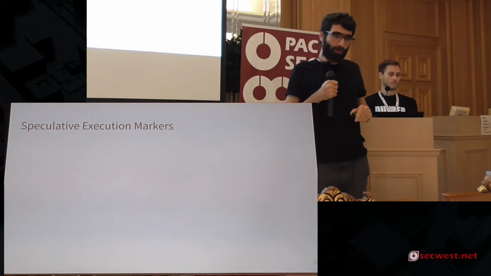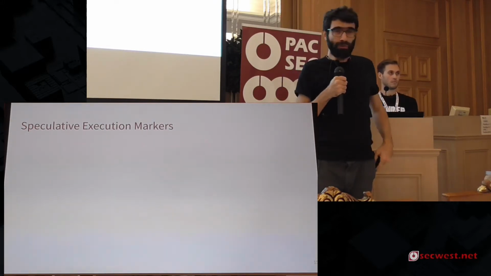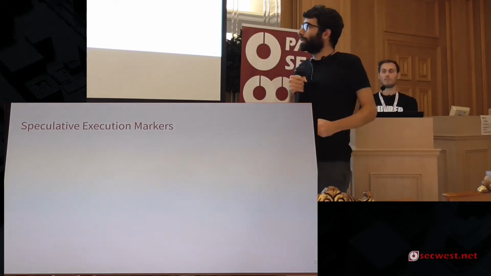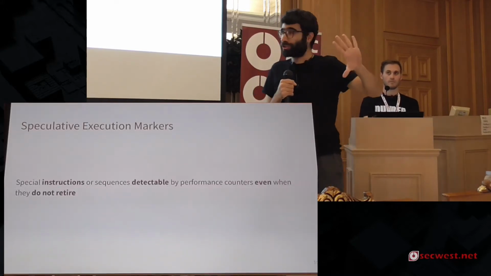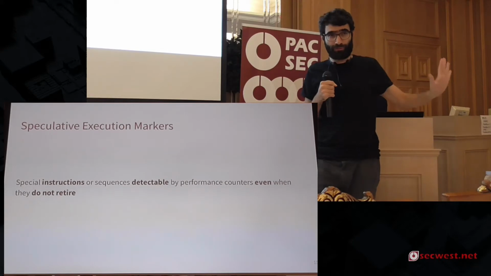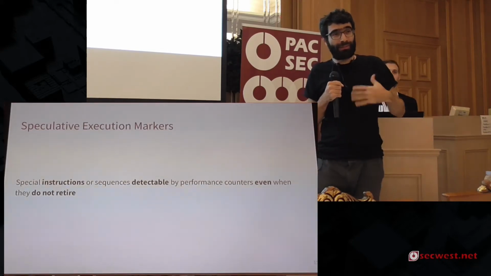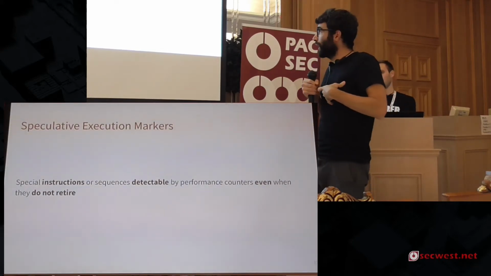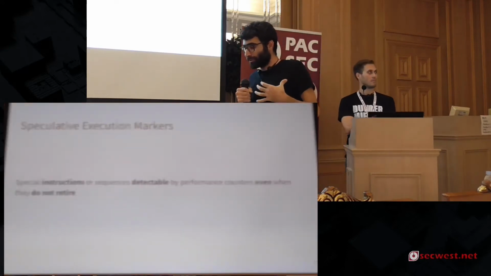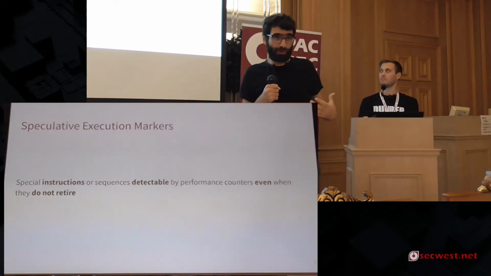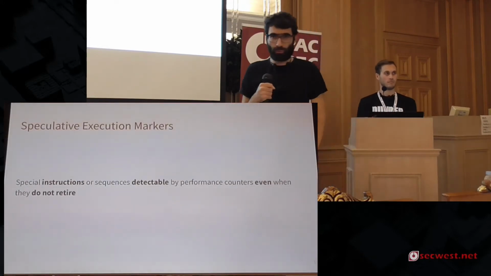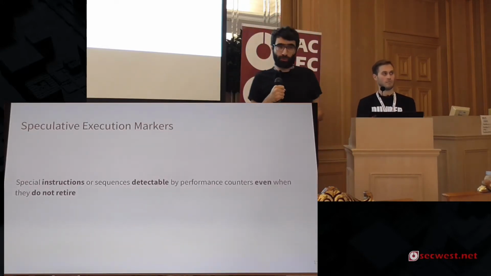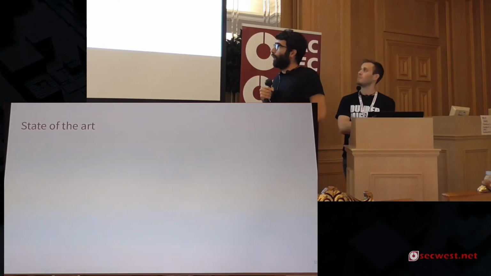Essentially, the right ones are what we call speculative execution markers. A speculative execution marker is basically a special instruction or sequence of instructions that will be detectable by the performance counters, and those instructions, even if they do not retire, will cause a performance event to be reported by the CPU. So we use these speculative execution markers as part of our work.